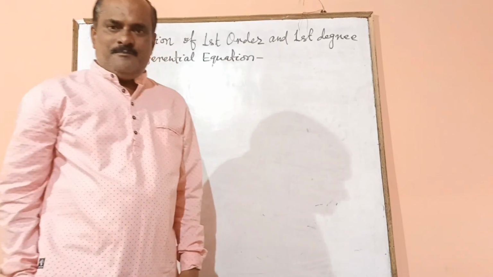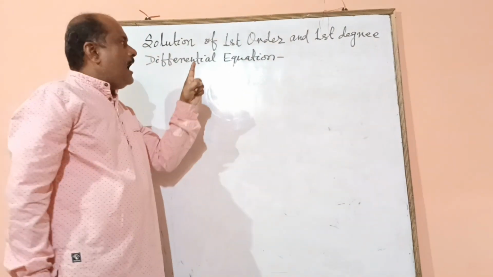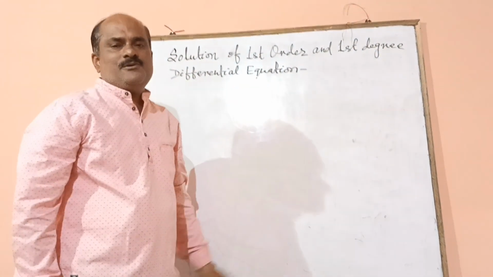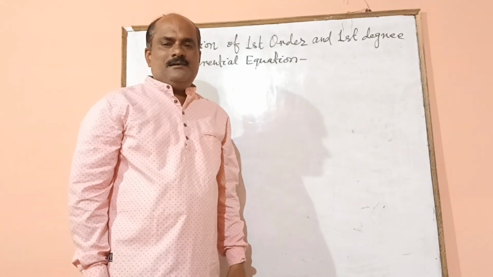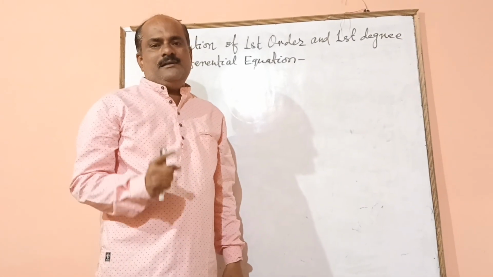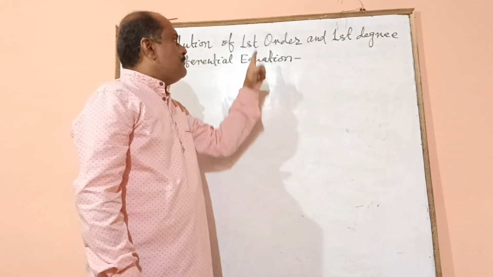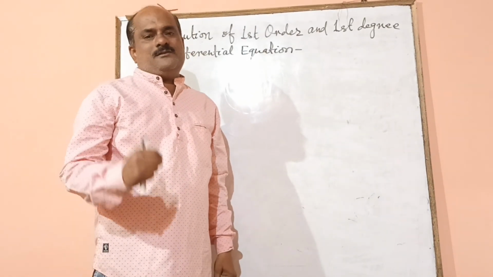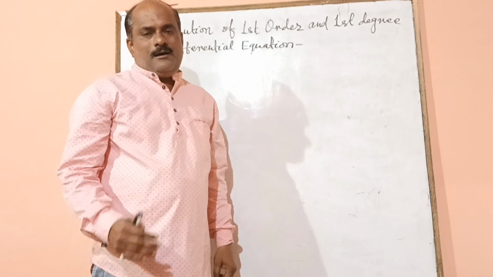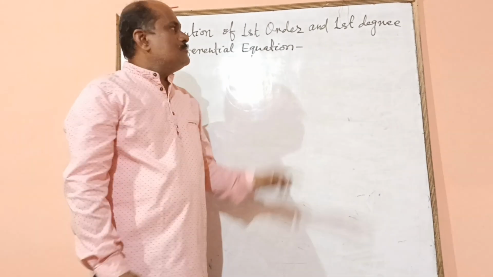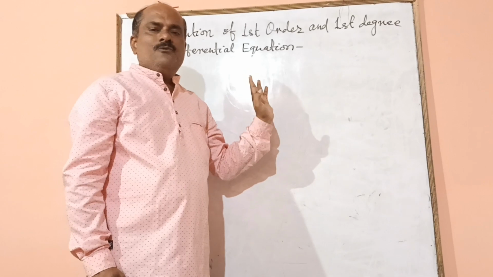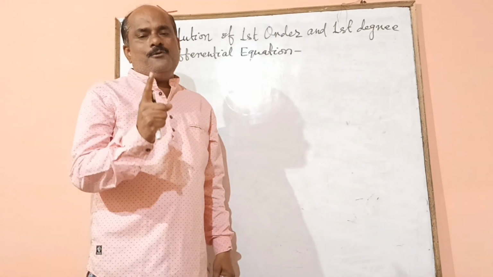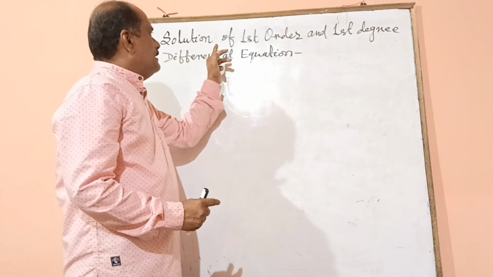Dear friends, today we discuss how to find the solution of a first order and first degree differential equation. Actually, friends, it is very difficult. It is difficult to solve a first order and first degree differential equation because there are so many methods. We can't apply only one method to solve this equation. Today we discuss the first method, known as the variable separable method.